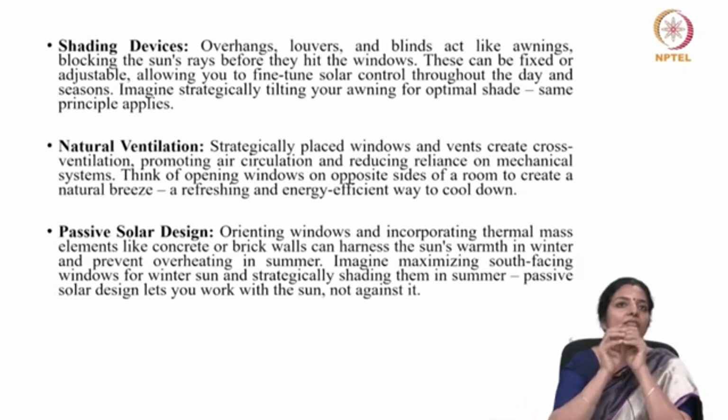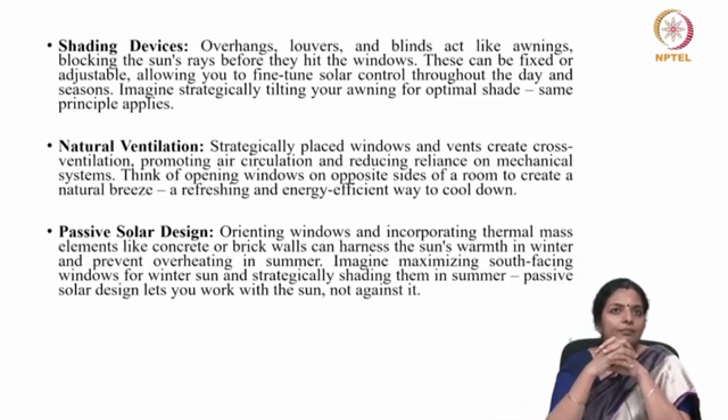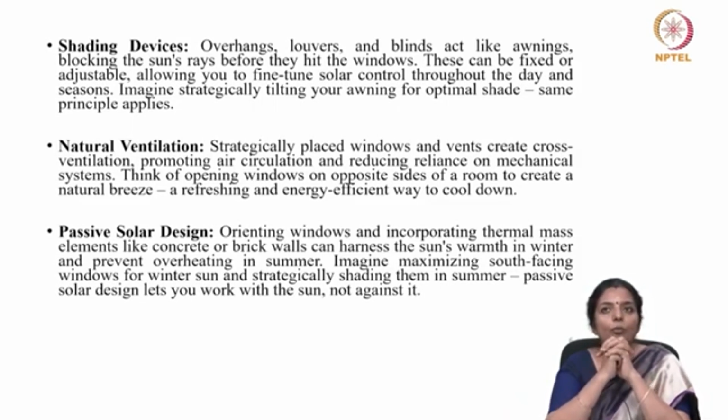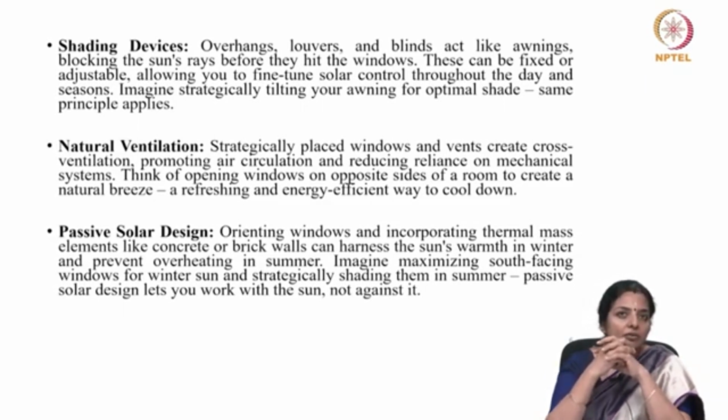Appropriate use of shading devices is very important. What we do is use shading devices in the form of sunshades, which are horizontal shading devices, vertical fins, louvers and blinds. They act like awnings, blocking the solar radiation before it hits the windows. These can be fixed or adjustable, allowing you to fine-tune solar control throughout the day and through the seasons.